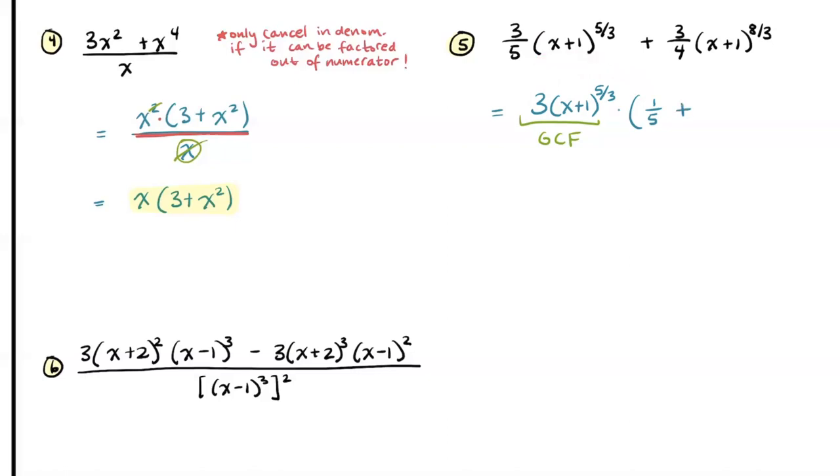Then we have plus. Now similarly, when we factor out a 3 out of 3/4, we're going to get just 1/4. Here, think about dividing this by (x + 1)^(5/3). And so we're going to subtract these powers here. 8/3 minus 4/3. So let's just see, 8/3, 5/3. I think I said 4/3. 8 minus 5 is 3. 3 over 3 gives us 1. So this is (x + 1) to the first.